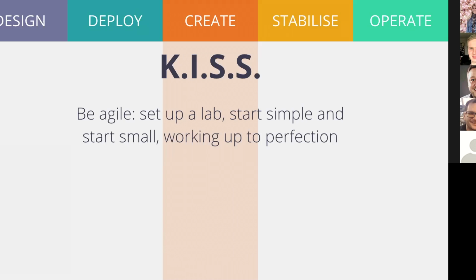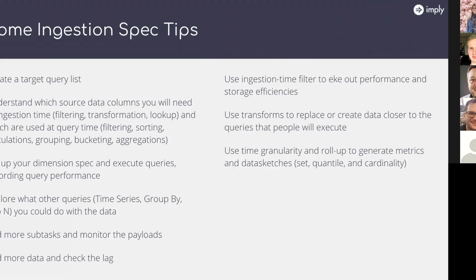Start with a small, discrete, well-known data set, and then you can watch this ballet of the different parts of Druid working fantastically, and then hone and tune each one iteratively, work up to that goal. Maybe don't do transformations first, maybe don't do roll-up first.